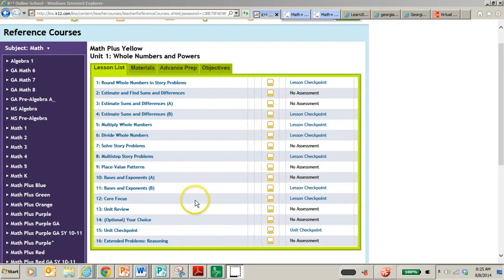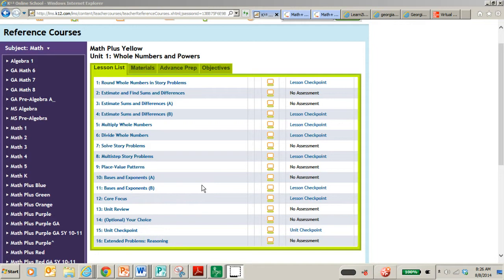In this unit, it covers whole numbers and powers. And as you can see as you look at Unit 1, there are lots of concepts being taught in this unit. We have rounding, estimating, adding and subtracting, multiplying, dividing, place value patterns, exponents and bases, and then we have some extended problem solving and reasoning.